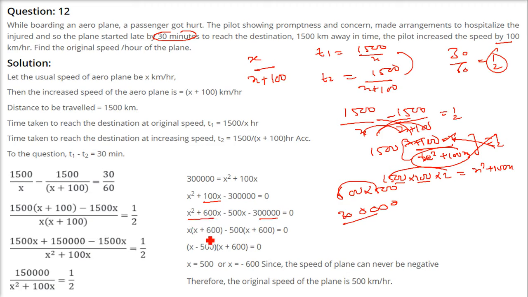Now you can take x common from here, x plus 600, and minus 500 common from here, x plus 600. So x minus 500 and x plus 600 are the factors. This gives us x equal to 500 and x equal to minus 600. We discard this because speed cannot be negative. So x is 500. This is the original speed of the plane, 500 km an hour.